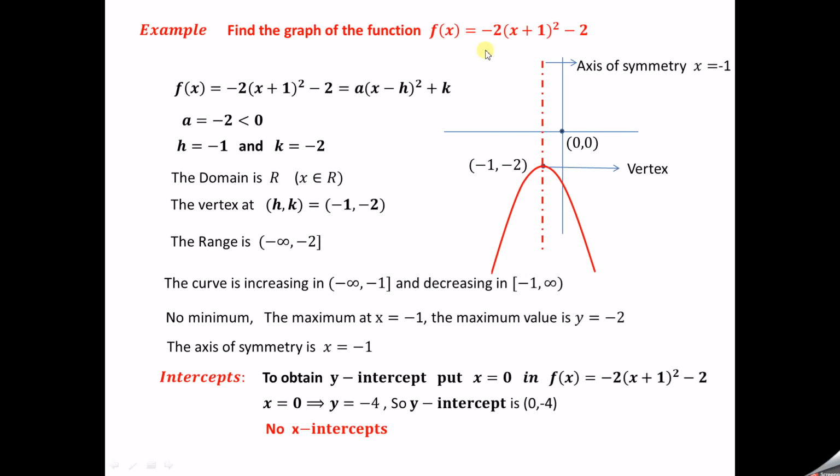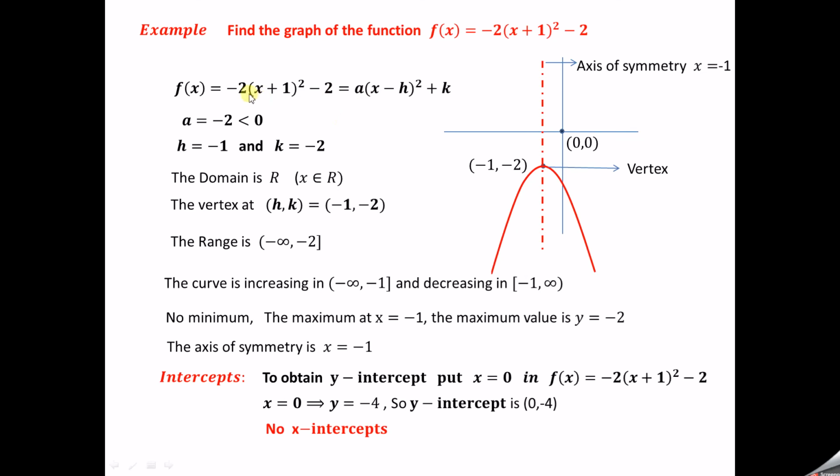Standard form, this example, f(x) is minus 2 times (x plus 1) whole square minus 2. If we compare with the standard equation a times (x minus h) whole square plus k, a equals minus 2, and h is minus 1, because x plus 1 you can write as x minus of minus 1. We have x minus h, this is the standard form. So h will be minus 1, and k is also minus 2.